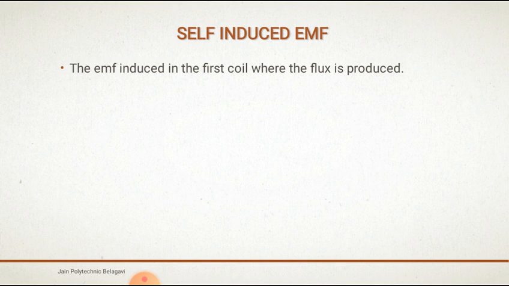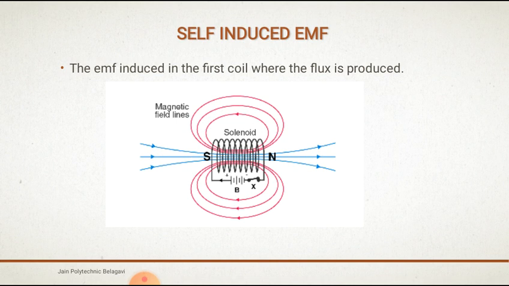First we will know what is meant by self-induced EMF. The EMF induced in the first coil where the flux is produced. It is also defined as the EMF induced in a coil due to the change of its own magnetic flux linked with it is called self-induced EMF. This is the diagram of self-induced EMF, which consists of a solenoid, which is nothing but a coil, and magnetic field lines.